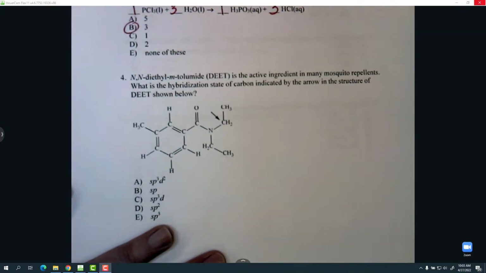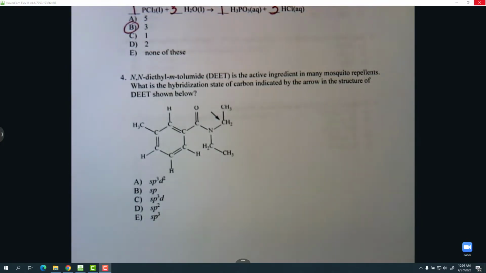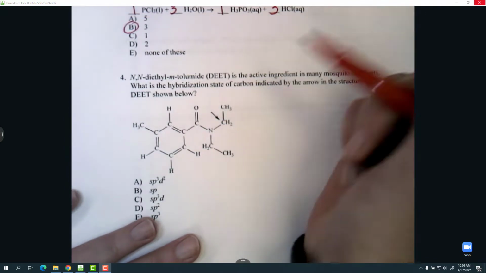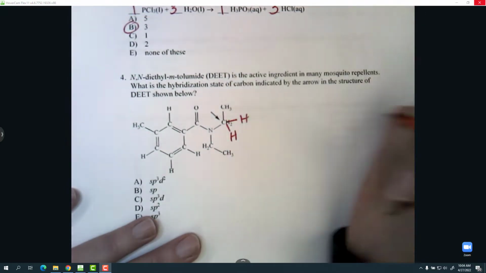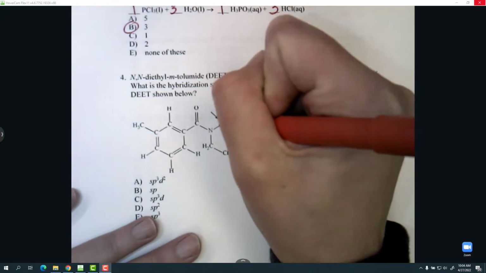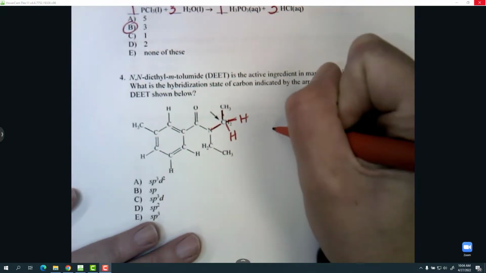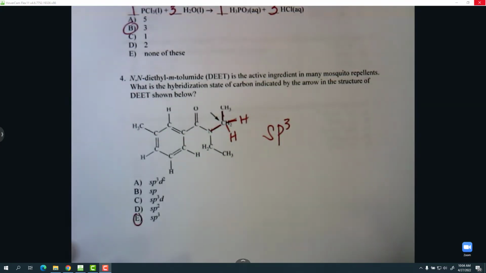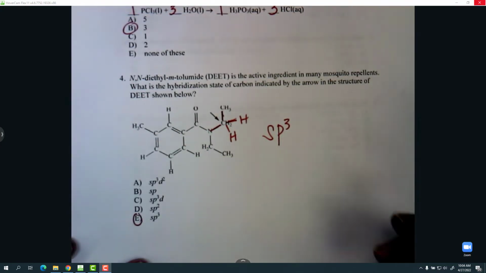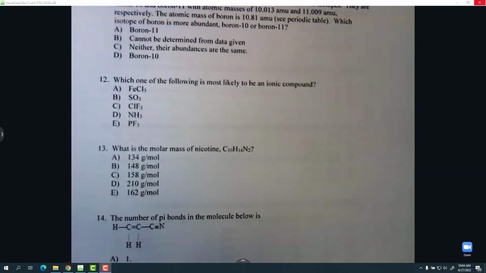All right, and next up, DEET is the active ingredient in mosquito repellents. What's the hybridization state of the carbon indicated? Okay, so this carbon, I want to redraw this a little so it looks more like this, right? Because those are 2 things attached by bonds, and now I can clearly see that there's 4 electron groups. 4 electron groups means I need an S and 3 Ps. All right, that's page 1.